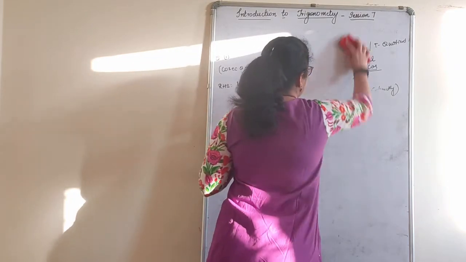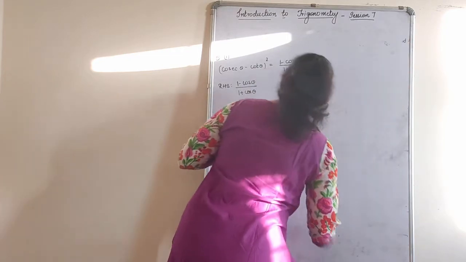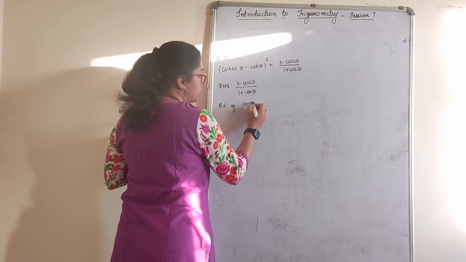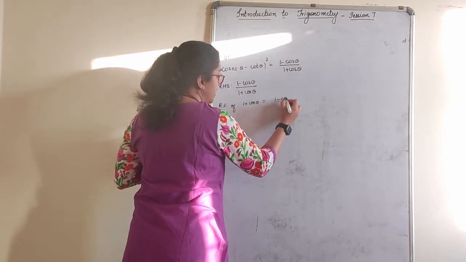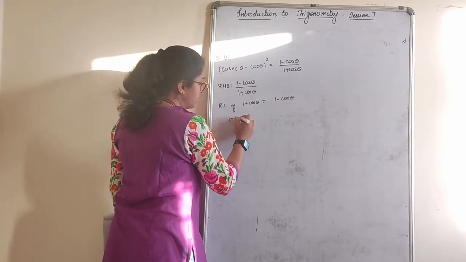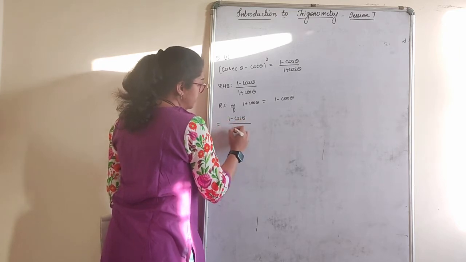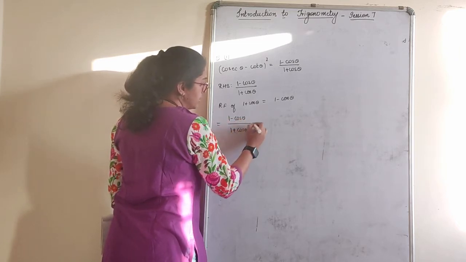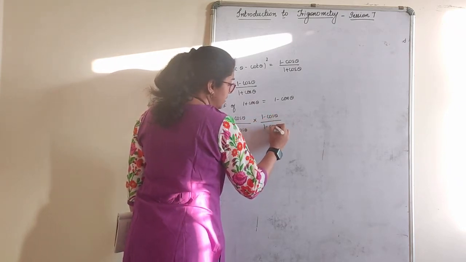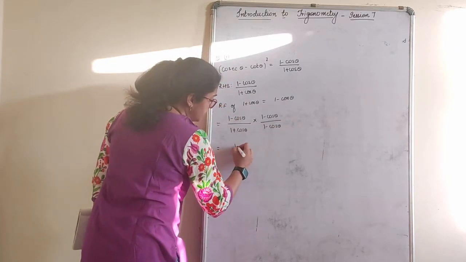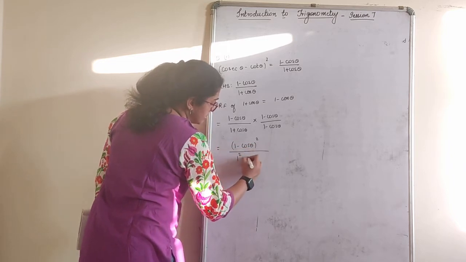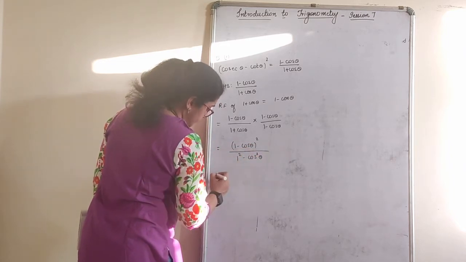So let us rationalize the denominator. When you are rationalizing, please write this: RF of 1 plus cos theta is equal to 1 minus cos theta. Rationalizing factor, we know by now. 1 minus cos theta divided by 1 plus cos theta, into 1 minus cos theta over 1 minus cos theta. Numerator will become (1 minus cos theta) whole square. Denominator: a square minus b square.